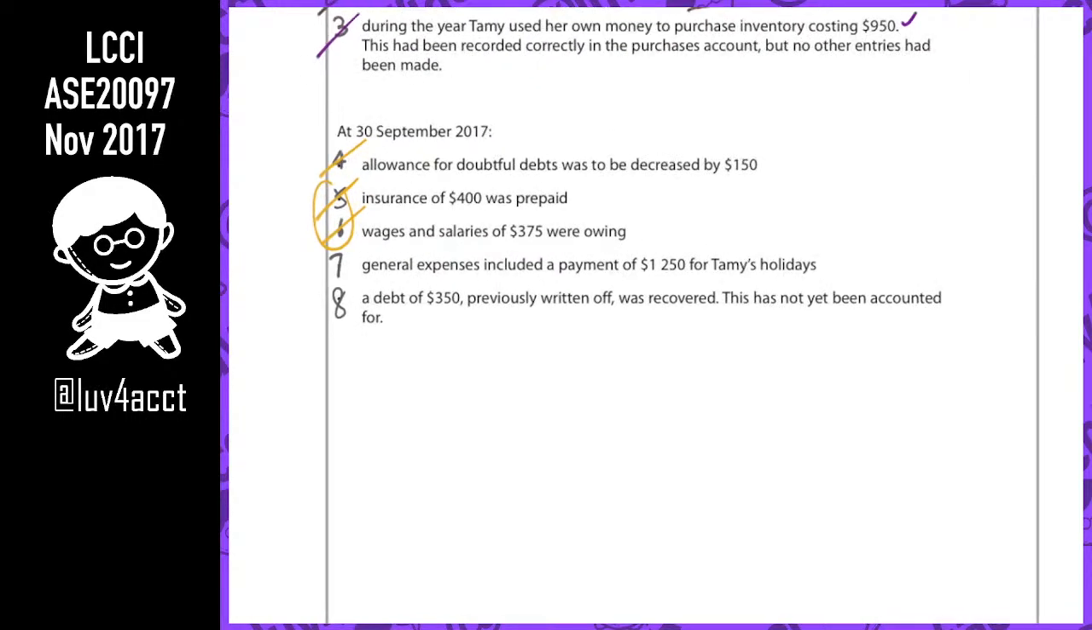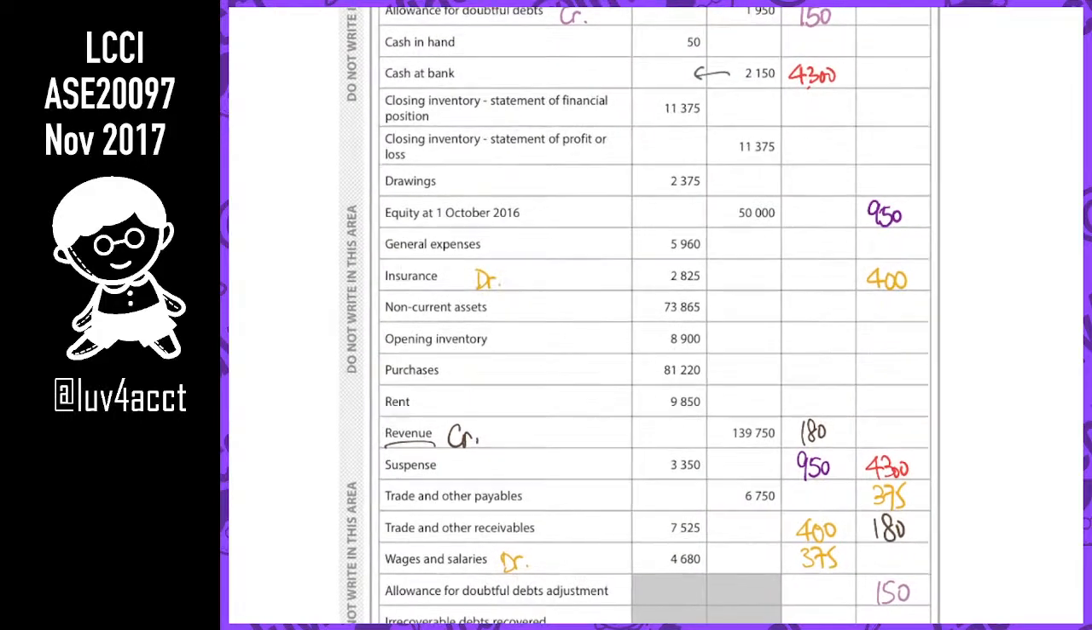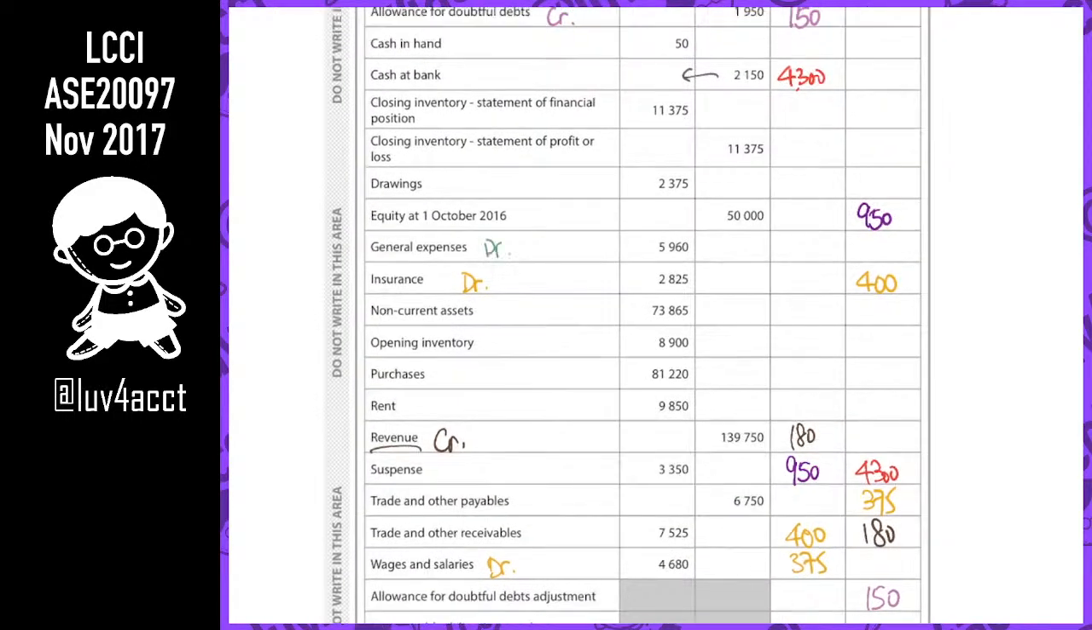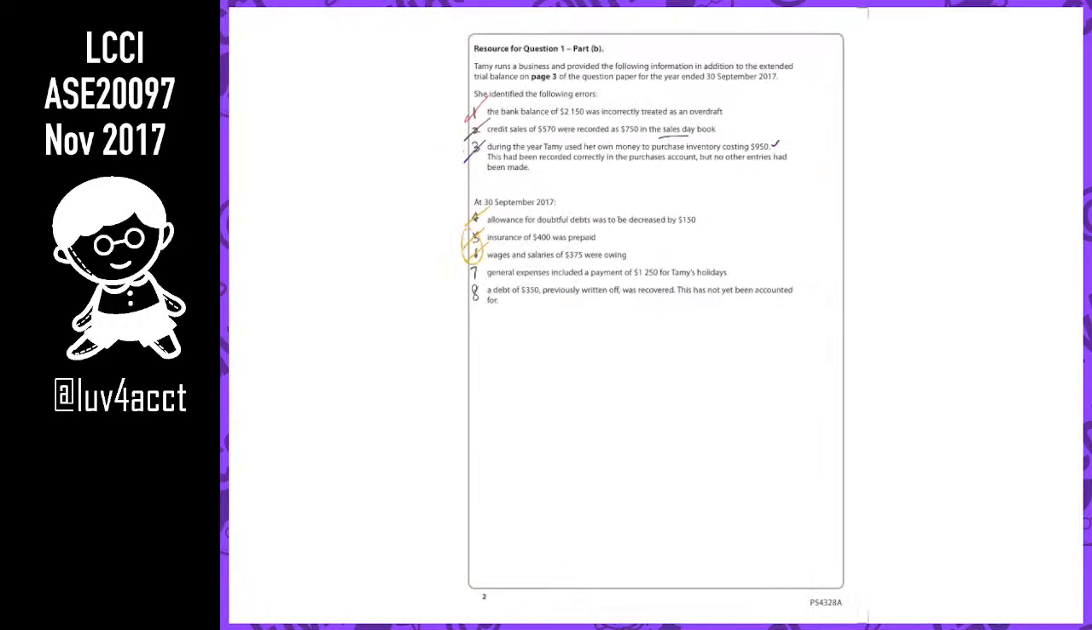Let us go to item 7. General expenses included a payment of 1250 for Tammy's holiday. So I guess it means that these items are not adjusted. 1250 from general expenses. So it is drawings, not general expenses. Let's go to general expenses. It's on the debit side. If we want to reduce it, credit. It does not belong to general expenses. It belongs to drawings, 1250. This one is done.